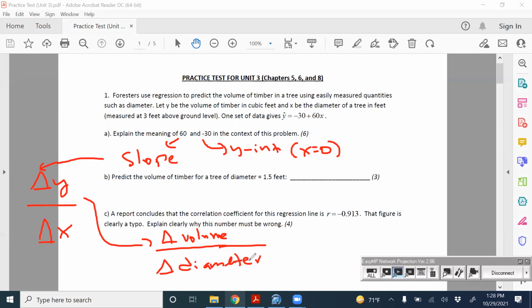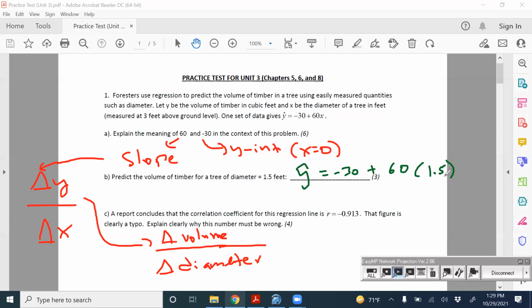For part B, predict the volume of timber for a tree of 1.5 feet. That's pretty straightforward. That's just going to be y hat equals -30 plus 60 times 1.5. And again, you can just work that out. That's pretty easy, not that hard.